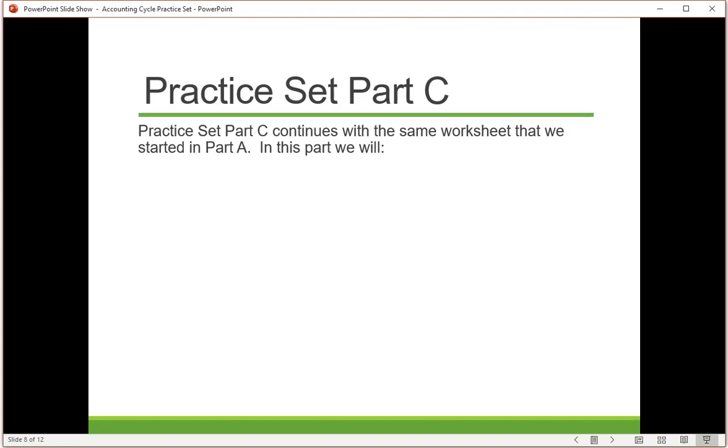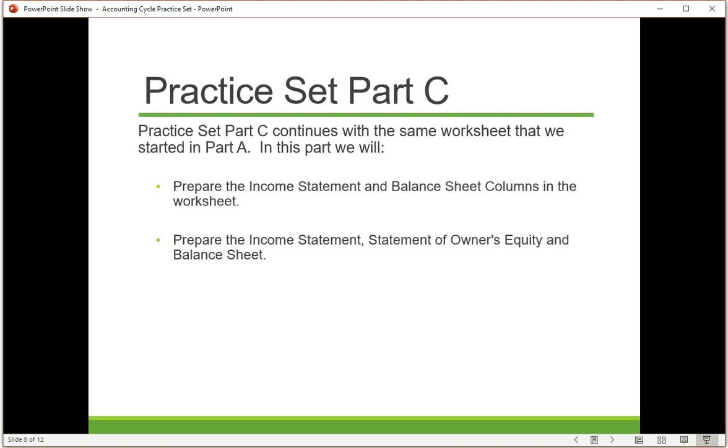So for this part, we will prepare the income statement and balance sheet columns in the worksheet. We will prepare the income statement, statement of owner's equity, and the balance sheet. And when we complete those statements, we need to make sure that we use proper form. Proper form means that we need to complete a heading for each statement. At the top of each column, or the first number in each column, gets a dollar sign. And the subtotal or total gets a dollar sign and a double underline.